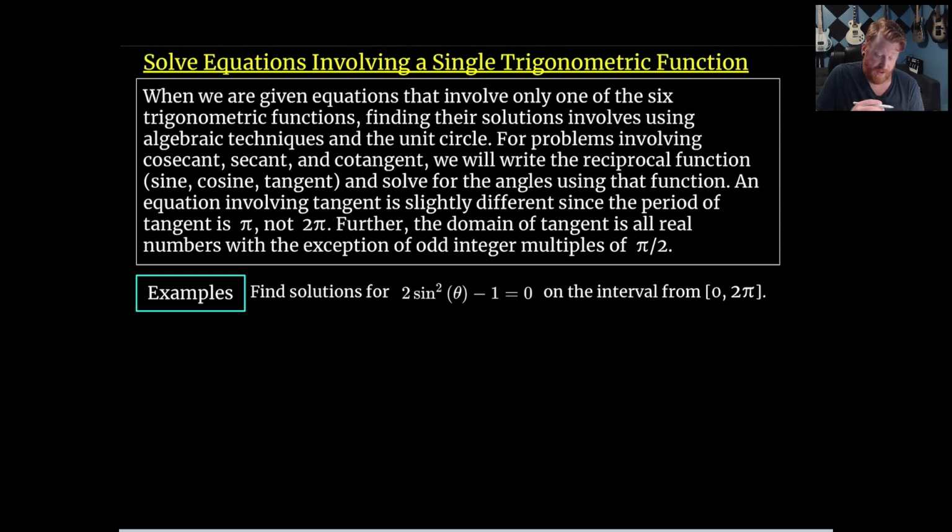For problems involving the reciprocal functions, the cosecant, the secant, and the cotangent, we'll write the reciprocal function, so its reciprocal, sine, cosine, and tangent, and solve for the angles using that function. And then an equation involving tangent is slightly different since the period of tangent is pi and not 2 pi. So instead of adding 2 pi k, we'll just add pi k. And the domain of tangent is all real numbers with the exception of odd integer multiples of pi over 2.